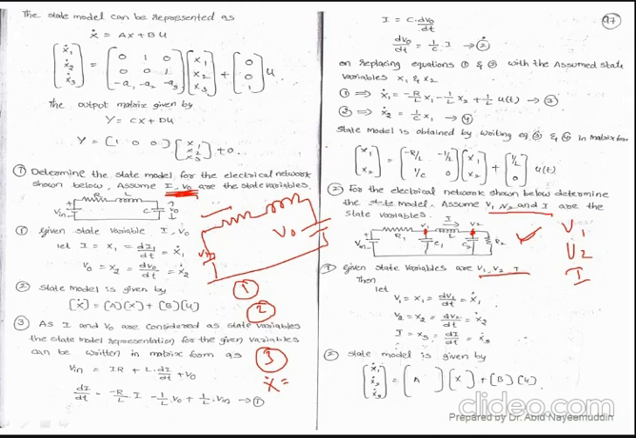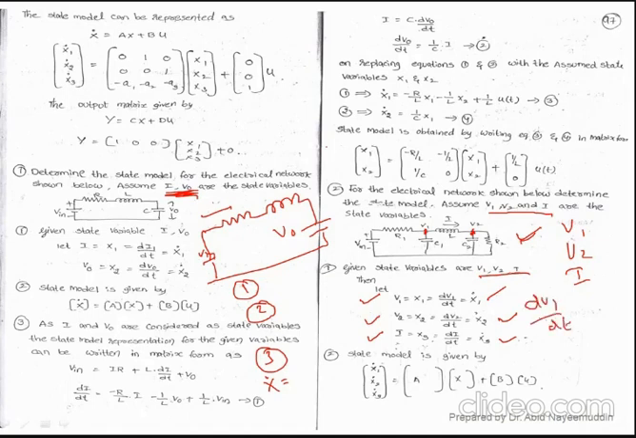Hence, as a first step, I am assuming x1 as V1, x2 as V2, and x3 as I, in the order he has given in the problem. If x1 is V1, then what about x1 dot? x1 dot will be dv1 by dt, x2 dot will be dv2 by dt, and x3 dot is equal to di by dt. Now the last step is you need to write the expressions for x1 dot, x2 dot, and x3 dot. What is x1 dot? Once again, x1 dot is dv1 by dt.